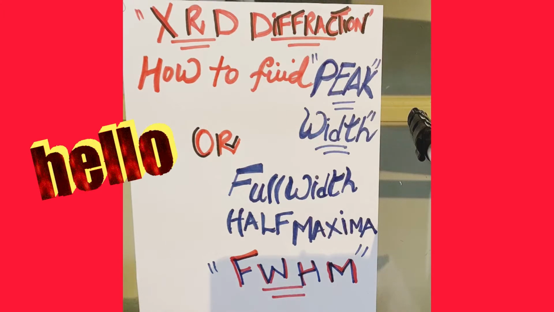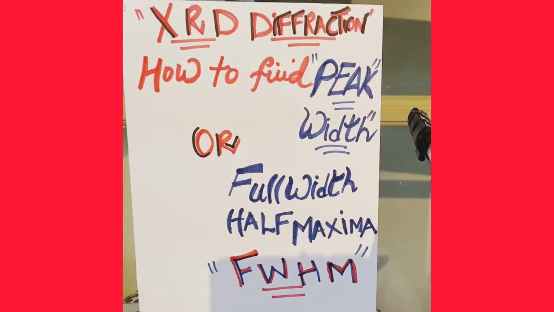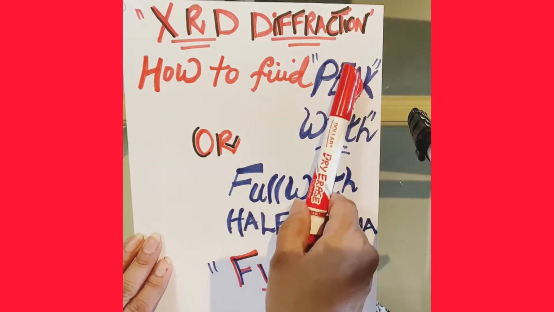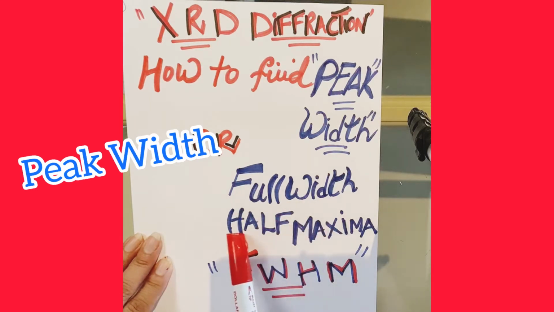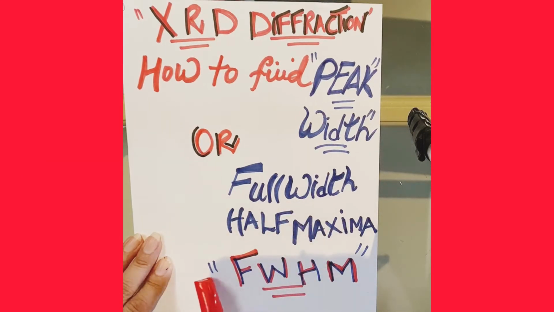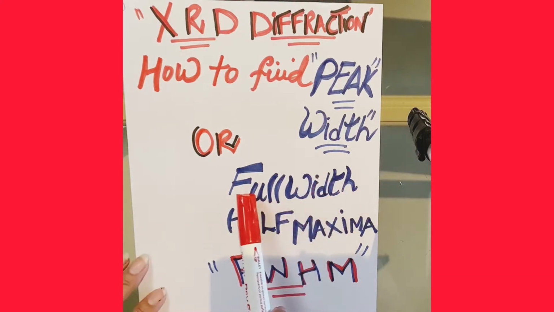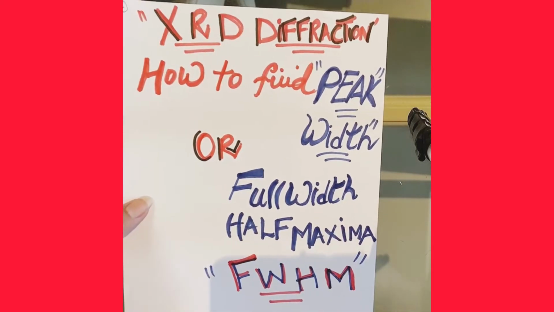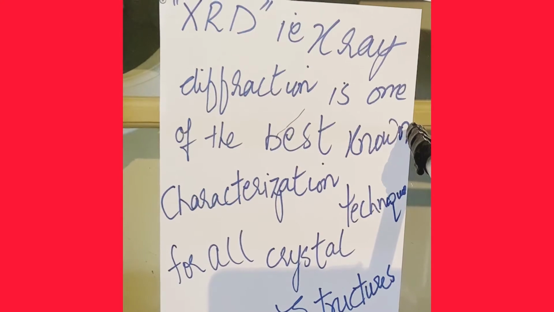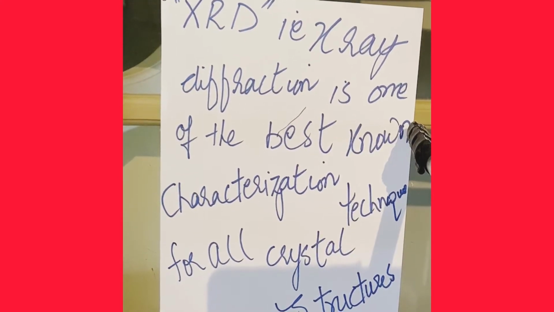Home with another video. Today I'm going to discuss with you XRD diffraction, and in that particular topic I'm going to discuss peak width or full width half maxima, which we can abbreviate as FWHM. That is, how to find out or how to measure full width half maxima of any peak. So let's move on.